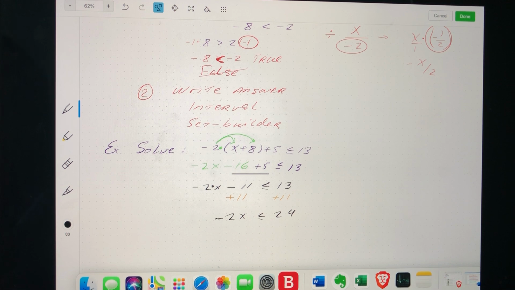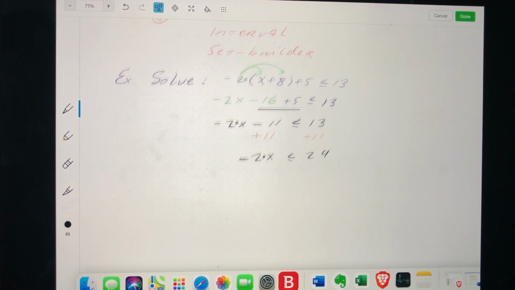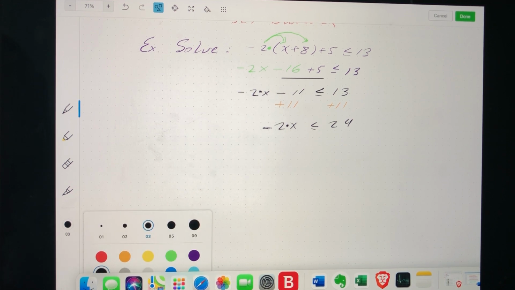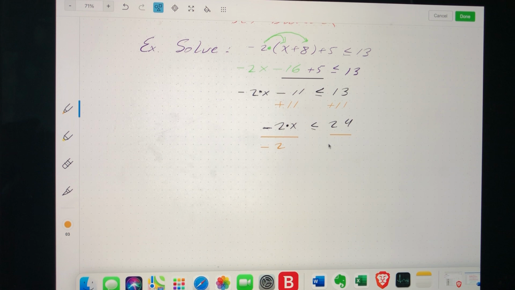Now at this point we do have to undo multiplication by a negative, and to cancel it we have to divide by negative as well. So dividing both ends by negative 2, we get x, then the inequality sign switches because we divided by a negative number. And 24 divided by negative 2 is negative 12. So this is our answer.